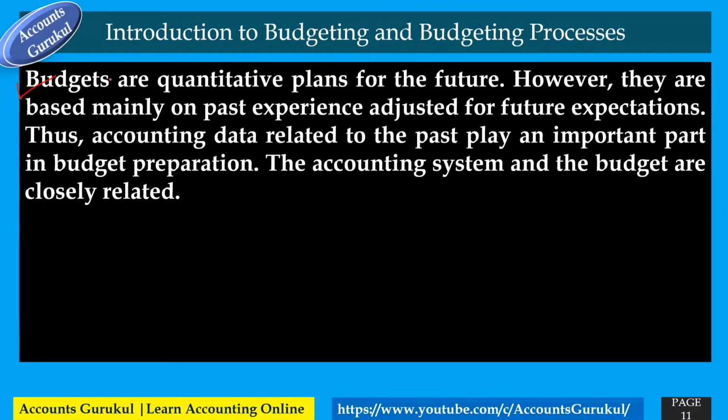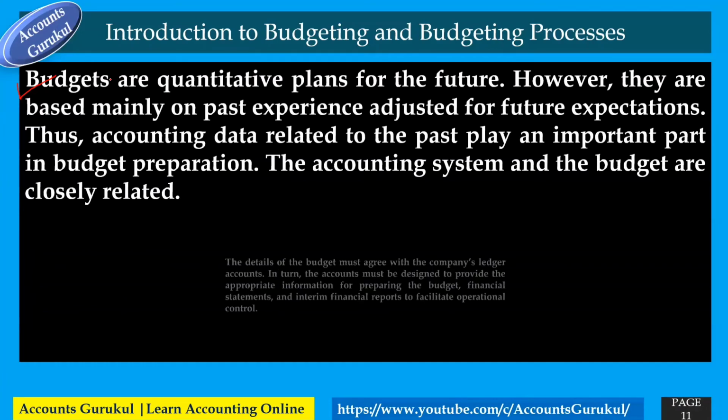The budgets are quantitative plans for the future. However, they are based mainly on past experience adjusted for future expectations. So how is the budget going to work? We have to prepare the budget based on past experience and what we know about the future. To combine these two things, past versus future, we have to define the present. Thus, accounting data related to the past play an important part in budget preparation. The accounting system and the budgets are closely related. So whatever past data is in the system should ensure reliability checks, controls, and accuracy, because based on that, we have to prepare the budget for the future period.